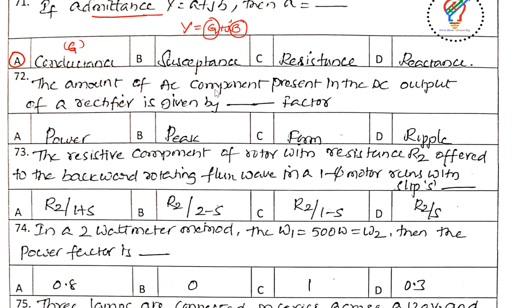Okay, next one. The amount of AC component present in the DC output of a rectifier is given by dash factor. In a rectifier you are getting an output, but that output is not a pure output. It has some pulsating quantity, so it will have some ripples here. The answer is ripple factor. Other options are peak factor, power factor, form factor.